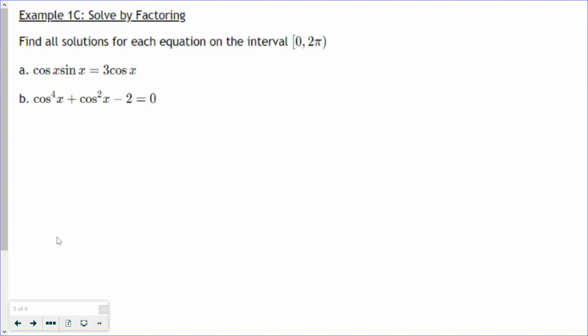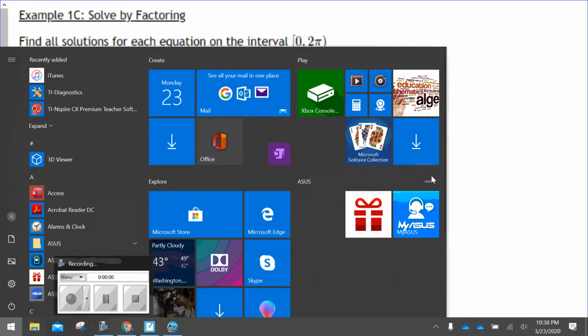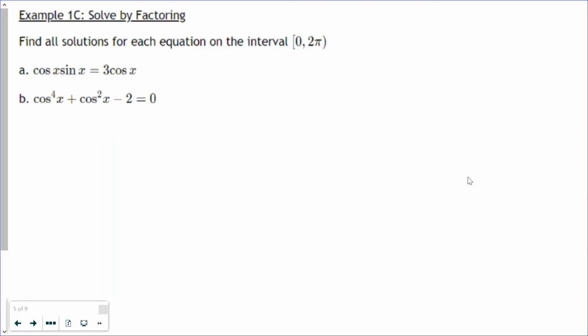In this example, we're going to use factoring to solve. So I have two examples here. Let's start with cosine x sine x equals 3 cosine x. Before I start solving, look at the directions. The directions say find all solutions, but it gives me a specific interval this time.